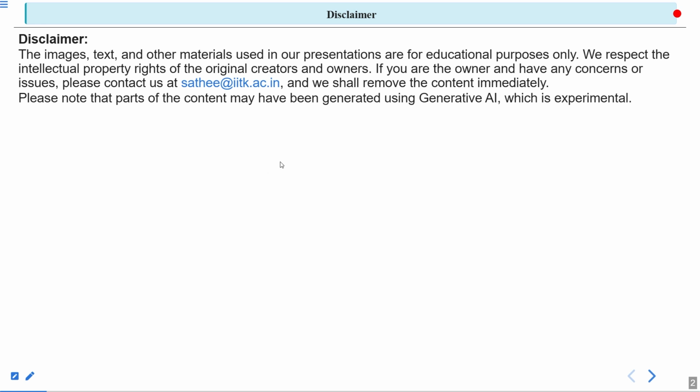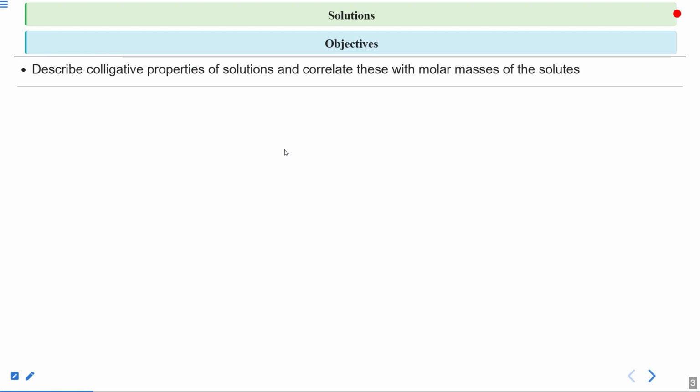So, what are the topics that we are going to cover today? Our objective would be to study the colligative properties of solutions, and then we will try to correlate this colligative property with the calculation of molar masses for the given solute.